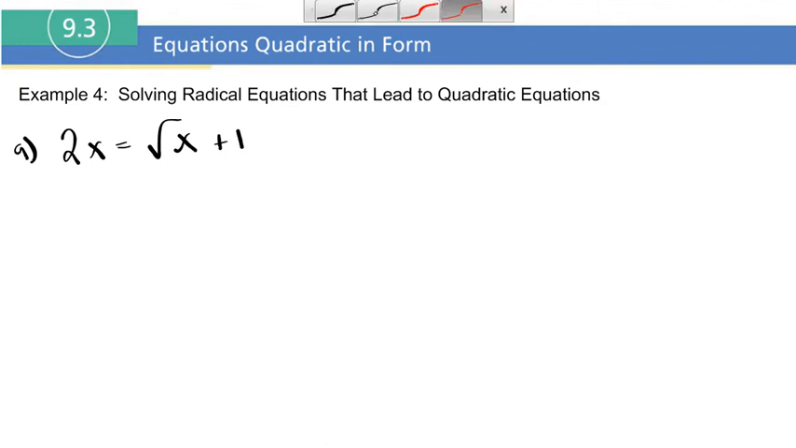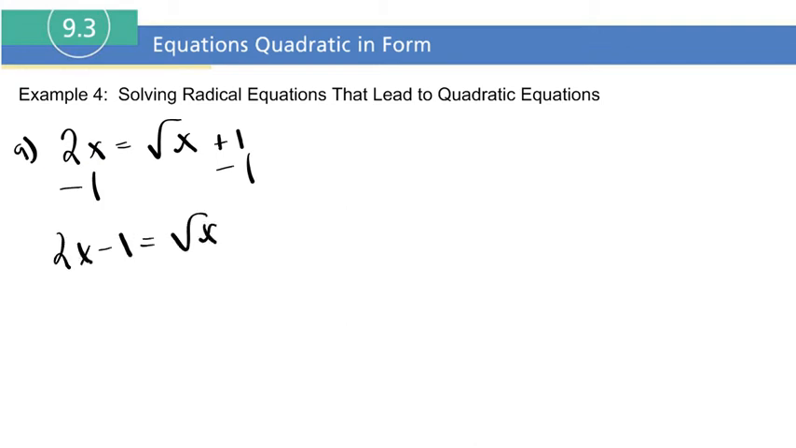All right. So the way that we want to solve these kind of problems is that we want to isolate the radical, meaning get the radical all by itself. So I want to get rid of this 1 by subtracting 1. We get 2x minus 1 equals radical x. And the reason why I wanted to isolate the radical x is so that now I'm going to square both sides. I'm going to square the left side and square the right side, which will eliminate the radical.